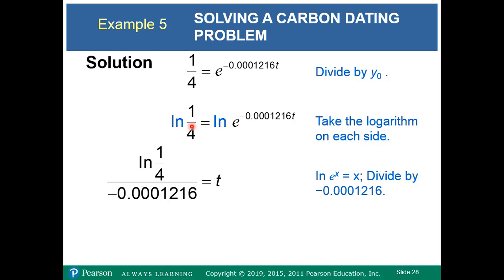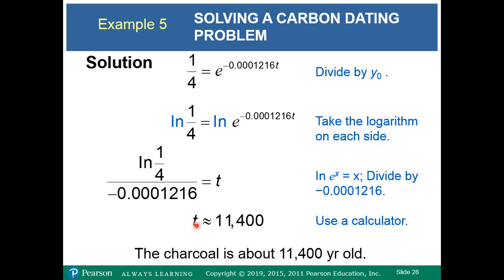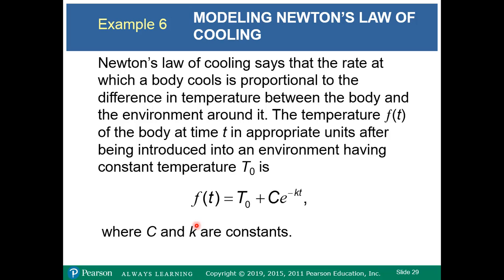So we just take the natural log of both sides, and then we're going to divide by the constant, and we get t, and then t is approximately 11,400 years old is the rock, or charcoal. Okay, what about cooling law?